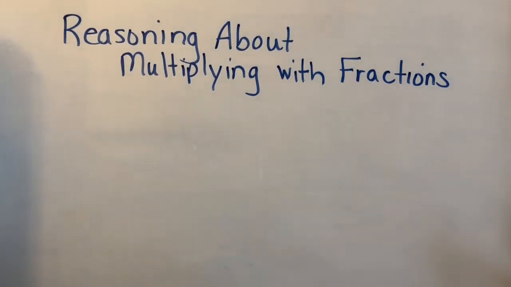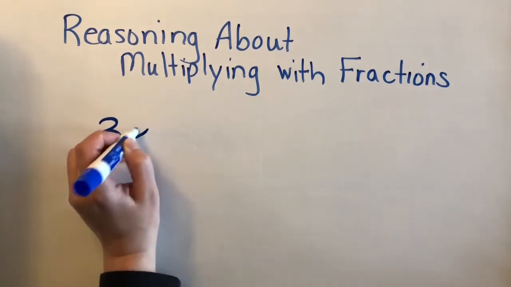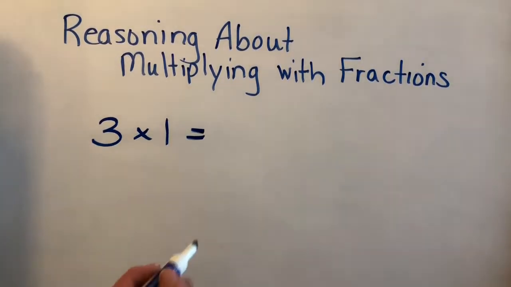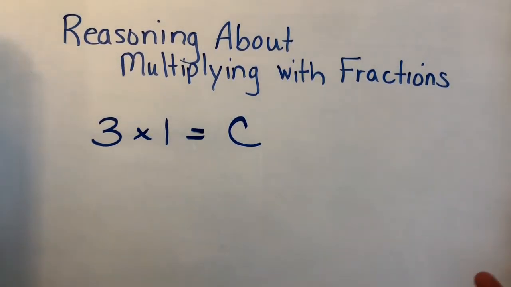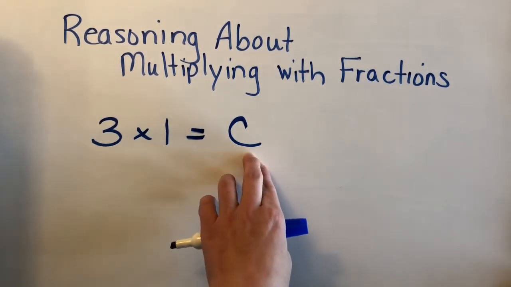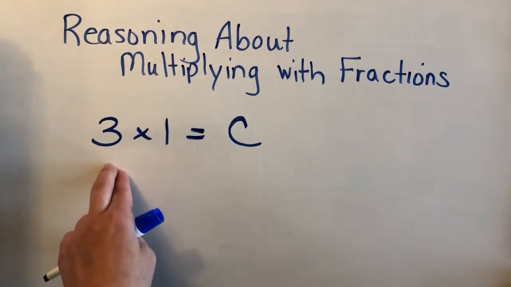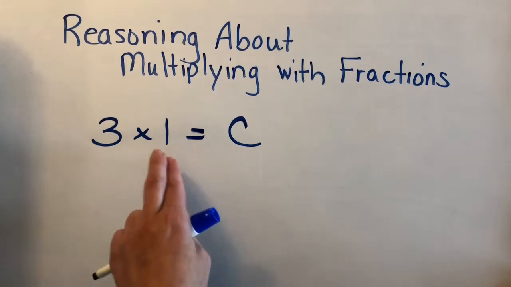Moving on to multiplying by 1. So I already had 3 times 17. Now we're going to do 3 times 1. Well, you and I know that any number times 1 equals that number. So again, is this product, the letter C, going to be greater than 3, less than 3, or equal to 3? Is it going to be greater than 1, less than 1, or equal to 1?